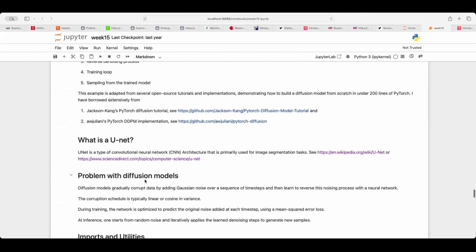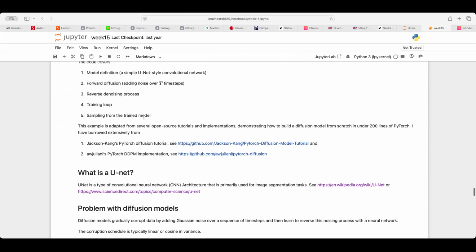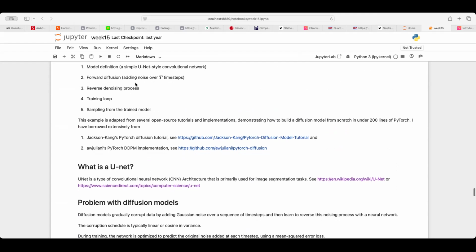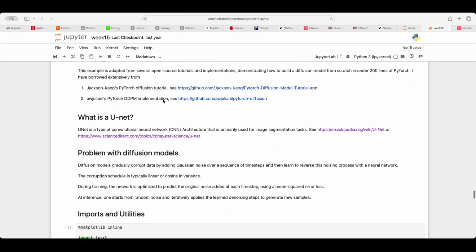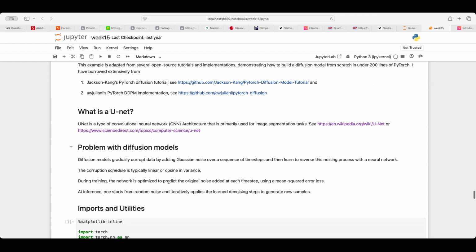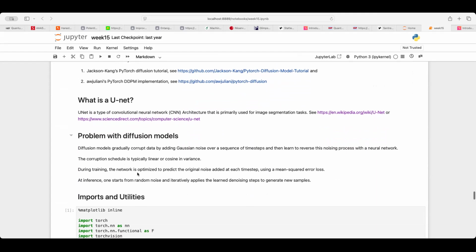So what is done here with this forward diffusion part, which adds noise over t time steps, is that you corrupt the data by adding Gaussian noise over a sequence of time steps, and then you learn to reverse this noising with a neural network. And then the corruption schedule is typically linear, or even cosine in variance. And during training, the network is optimized to predict the original noise added at each time step.